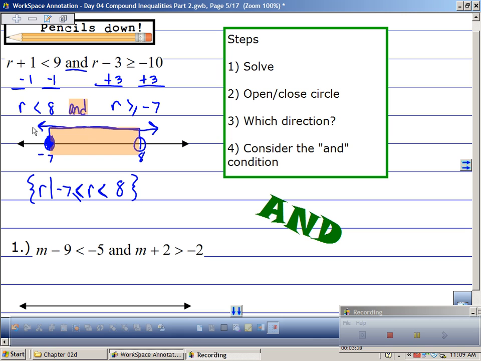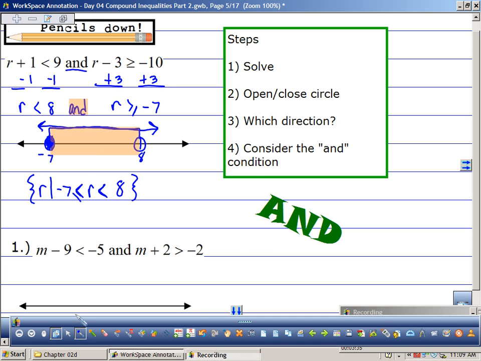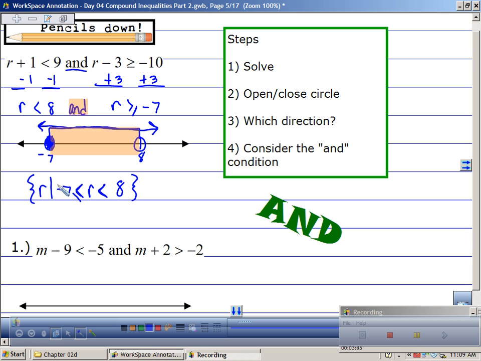If this was or, what would this look like? What would the solution be? It would be all real numbers. If it was or, it would be everything that the arrows are covering, right? But it's not or, it's only when both things are going on at the same time. Okay, so go ahead and do number 1, please.